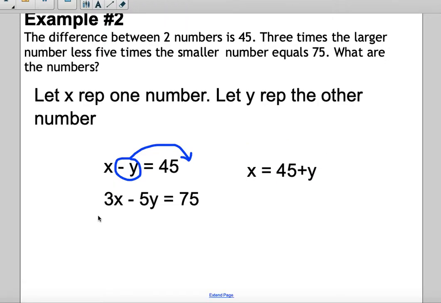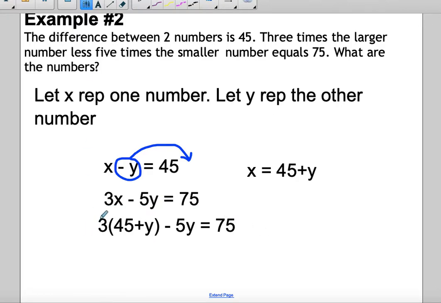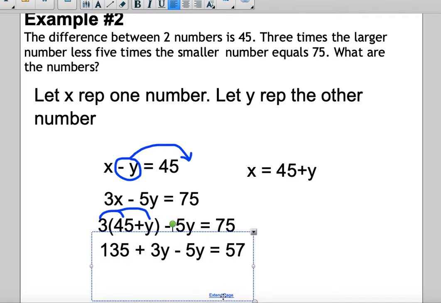So my next line here is 3x, and then I'm going to substitute in what I said x was up here. So 3 times 45 plus y minus 5y equals 75. So then I'm just going to solve. Distributing this 3 into the set of brackets there, 3 times 45 is 135 plus 3y minus 5y equals 75.